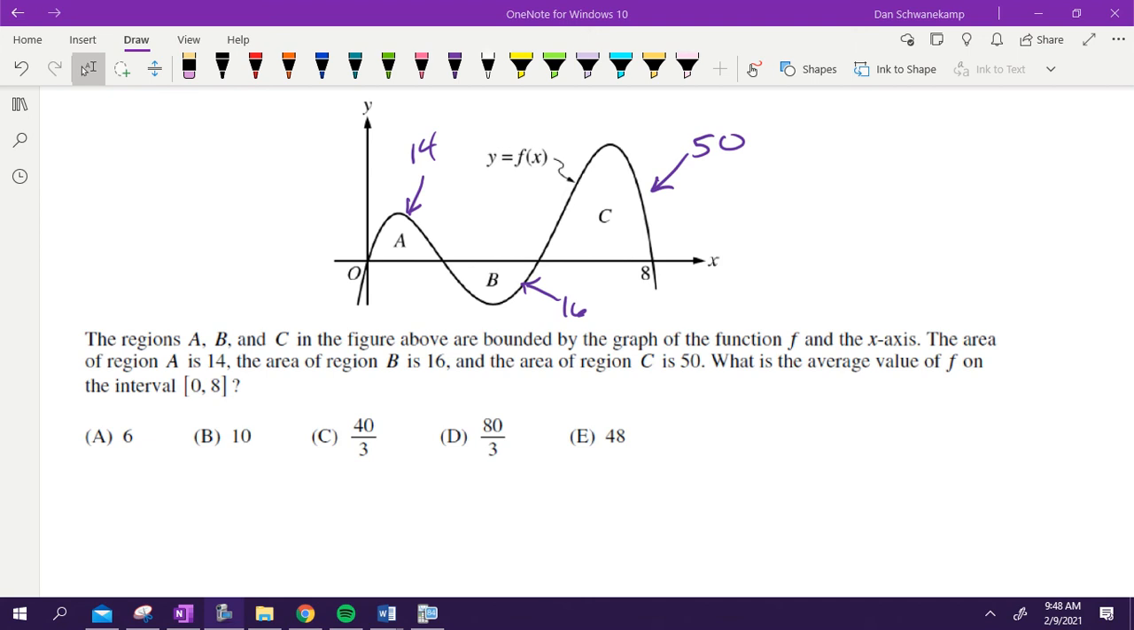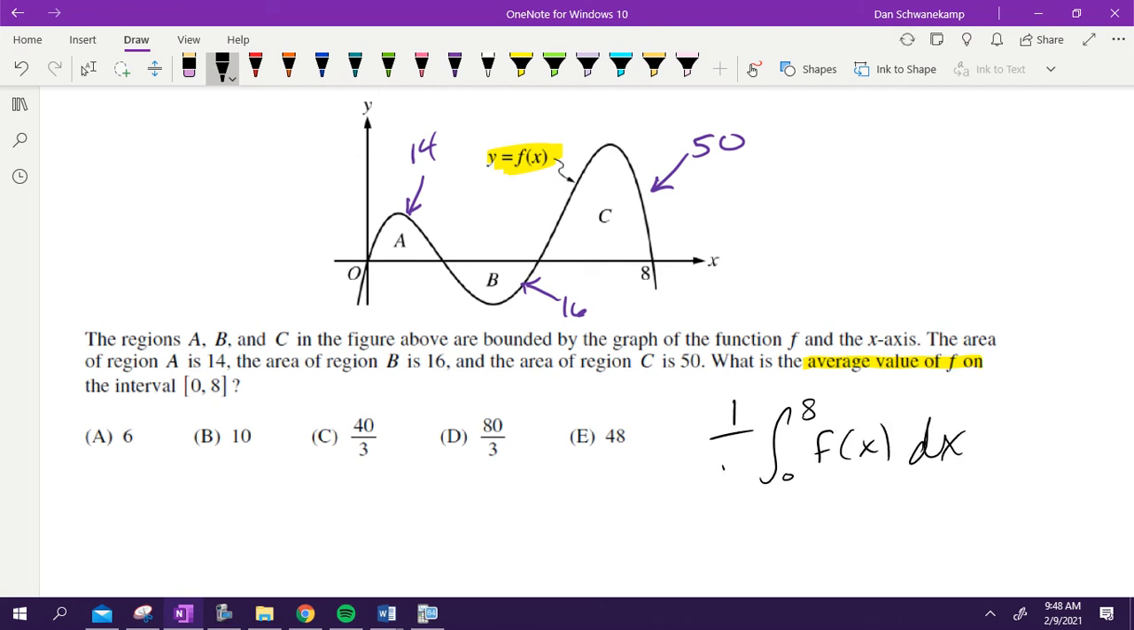We're not doing too bad here. It says regions A, B, and C are bound in the graph. I went ahead and labeled all of them. Your goal here is to find the average value of f. This is a graph of f, and they want you to find the average value of f. If you want to find the average value of what's given, what are we going to do? Integrate. Good. 0 to 8, whatever my function is.